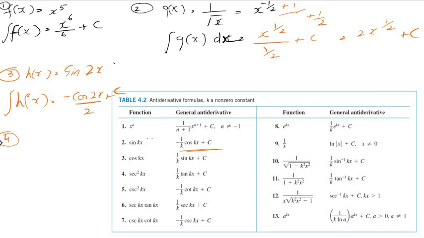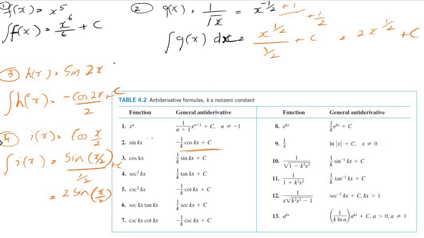Let's look at if ix is equal to cos x over 2. Then antiderivative of ix is equal to sine x over 2 divided by half plus c. So it would be 2 sine x over 2 plus c.